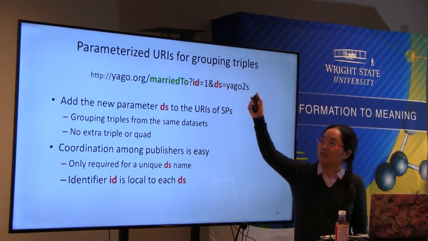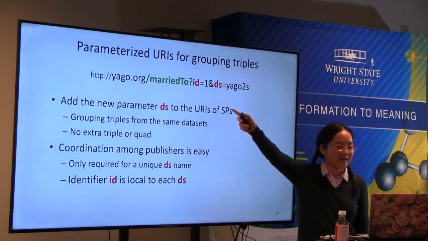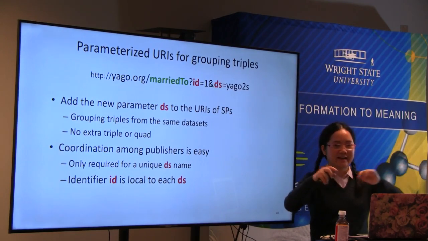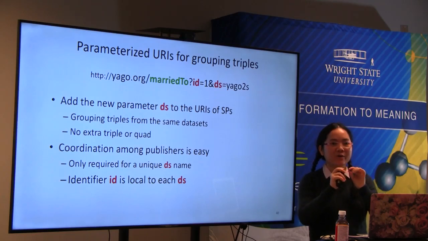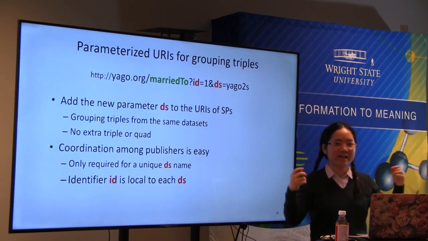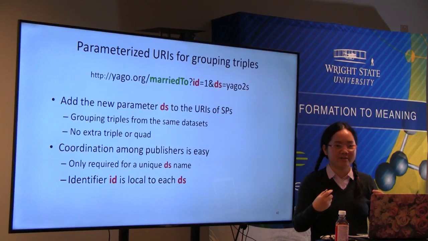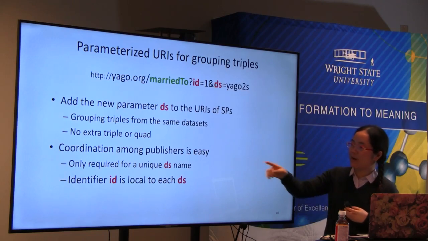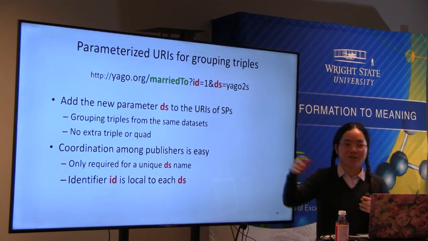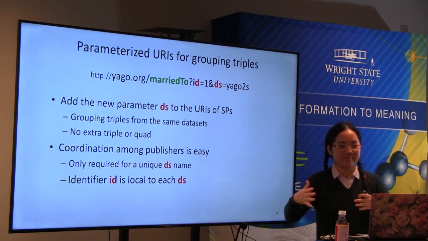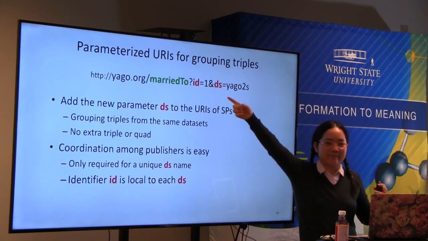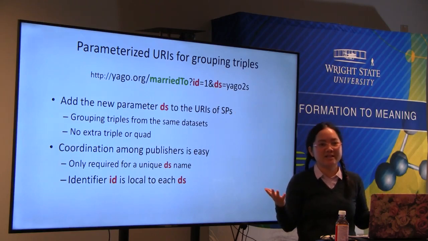Another reason for me to put this into the syntax of the SP is that everybody can publish data to the web, to linked data, to the OKN. But how do we ensure the uniqueness of the singleton property? That means it requires coordination among the data publishers, and that is so hard. So I use this URI for two purposes. One is to minimize the coordination among the data publishers. The least thing they have to do is to come up with a unique DS name for themselves. This is simple, I think.